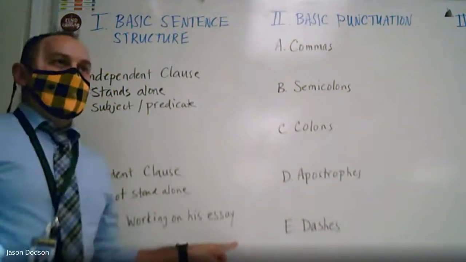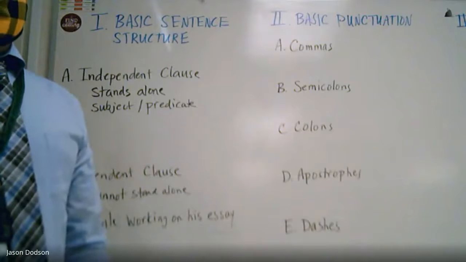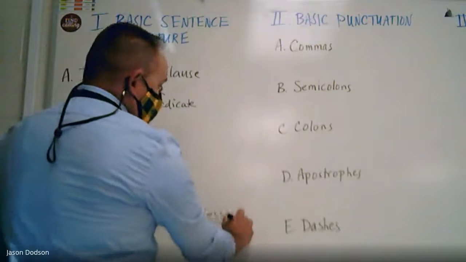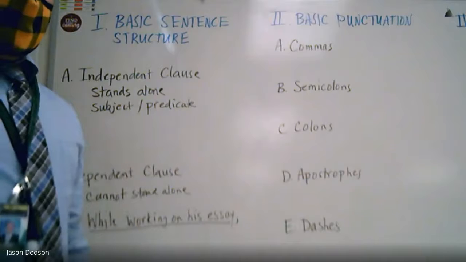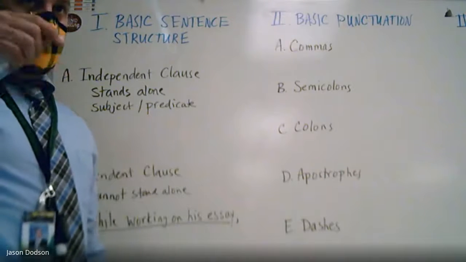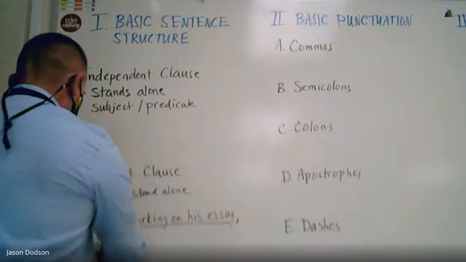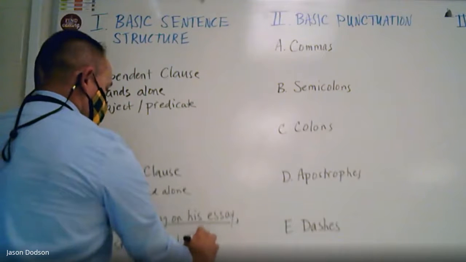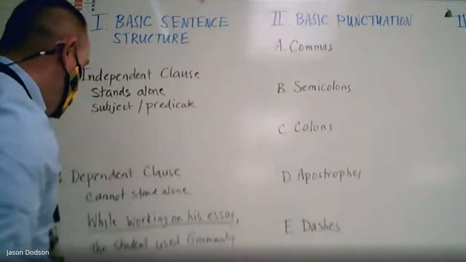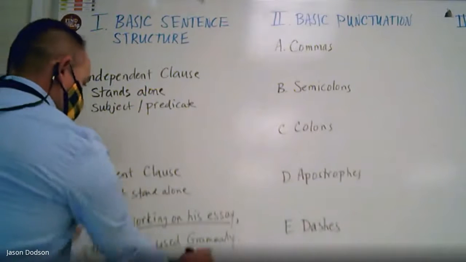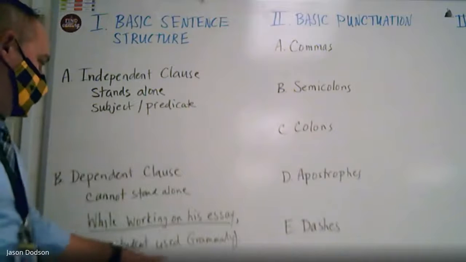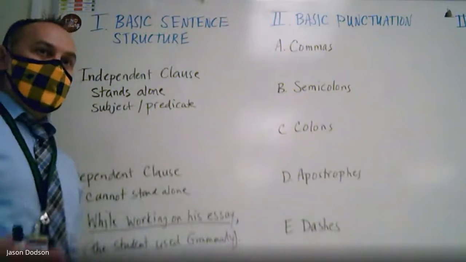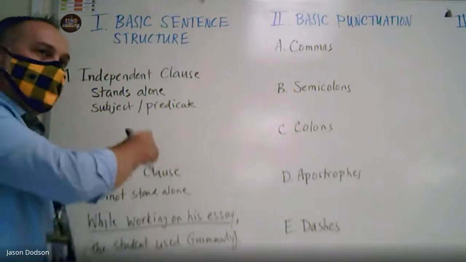What do we have to add to it in order for that to stand alone as a sentence? Another independent clause. So if while working on his essay is the dependent clause, the very next word that comes after that has to be the word that's being modified. So while working on his essay, the student used Grammarly. Okay? So this is the dependent part. This is the independent part. Subject and verb can stand alone as itself. I know that's very basic, but much of what you have to answer on the English portion of the ACT is going to test your understanding of that.